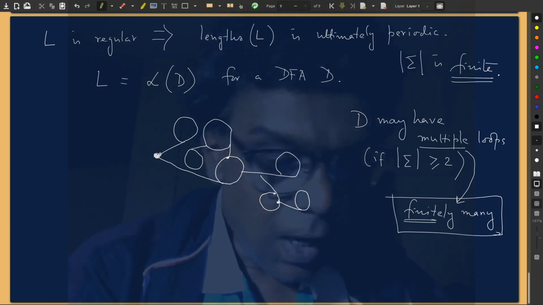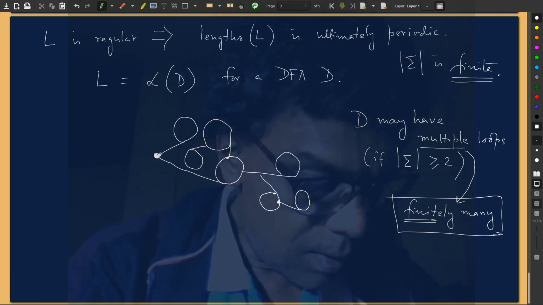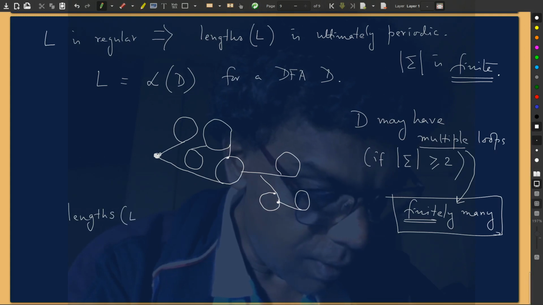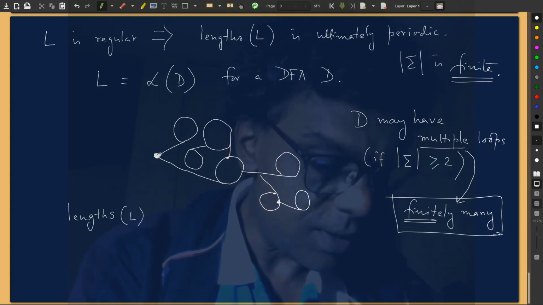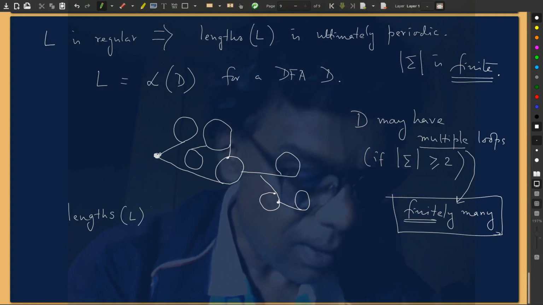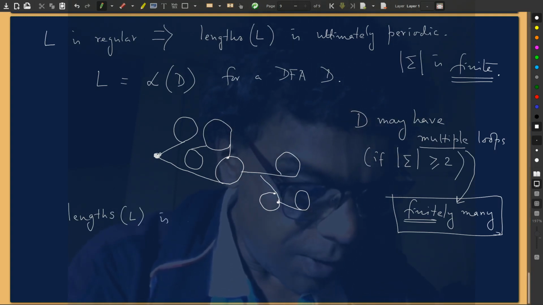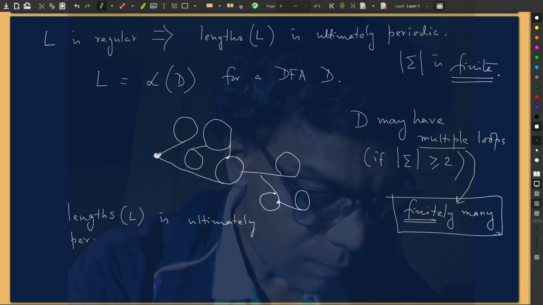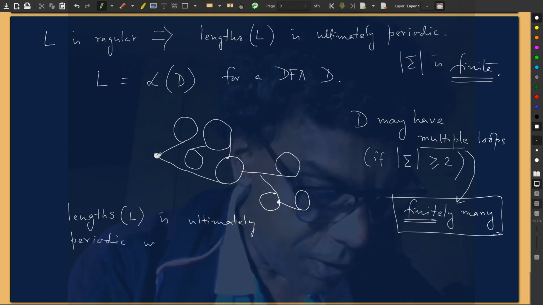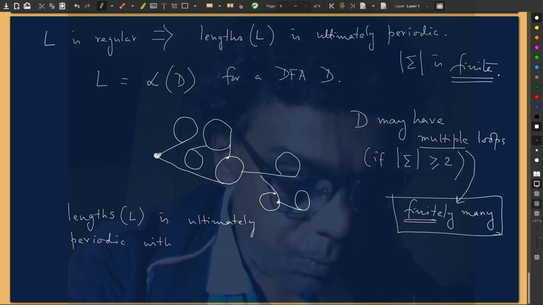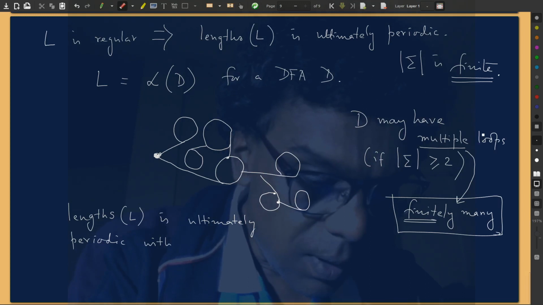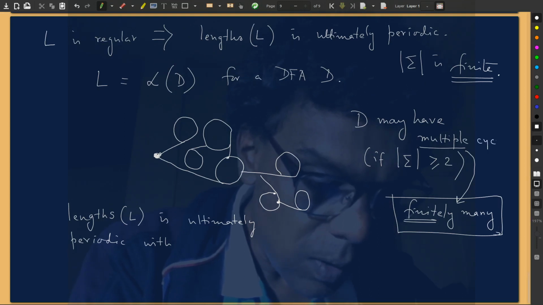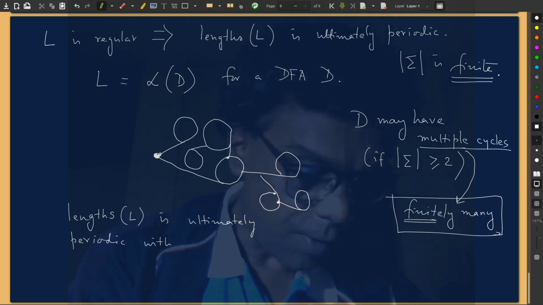So now you can see that length of L is ultimately periodic with finitely many cycles. I leave it to you. It's an easy exercise, just a visualization exercise rather than a formal writing exercise. I should better call these cycles. A finite graph has finitely many cycles. Loop is typically reserved for a different thing.